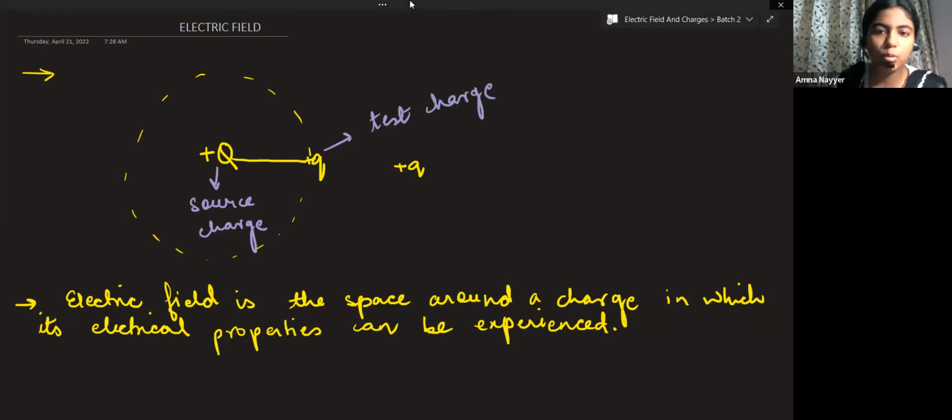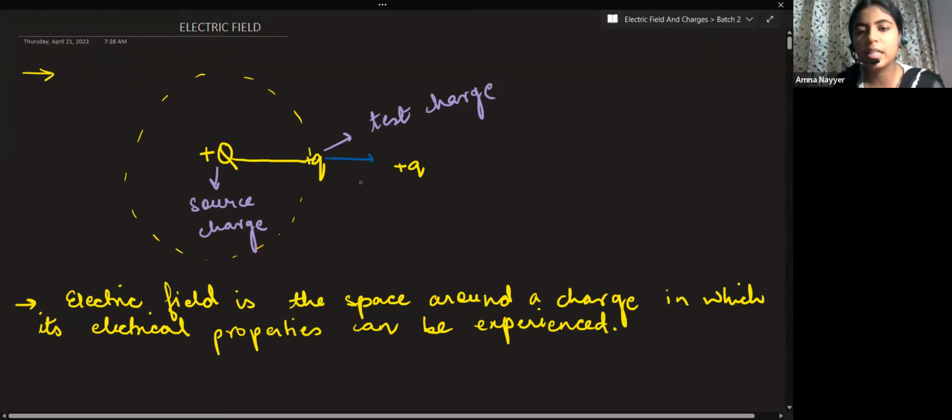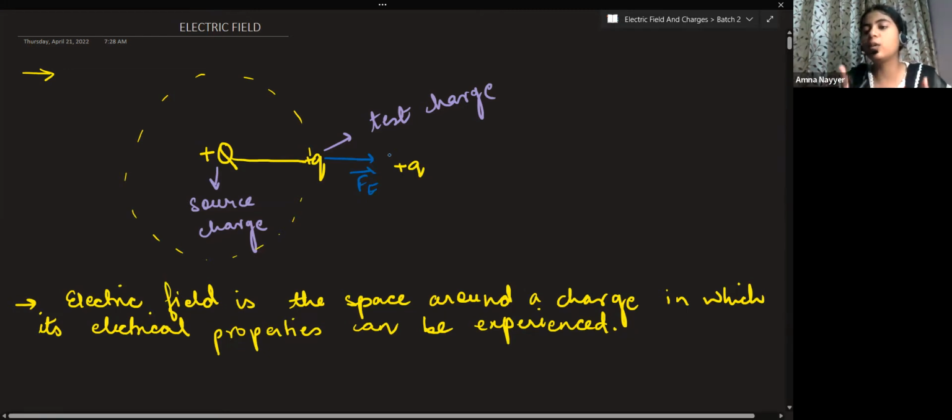This is the source charge and this is the test charge. Now here we will be able to see electric force that will be pushing away. Capital Q will be pushing small q away from itself. Why? Because small q has now entered the space around capital Q, which is the electric field of capital Q.